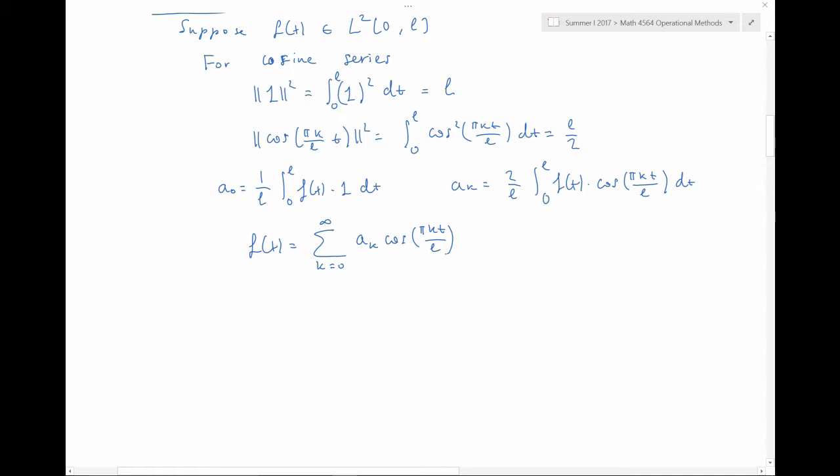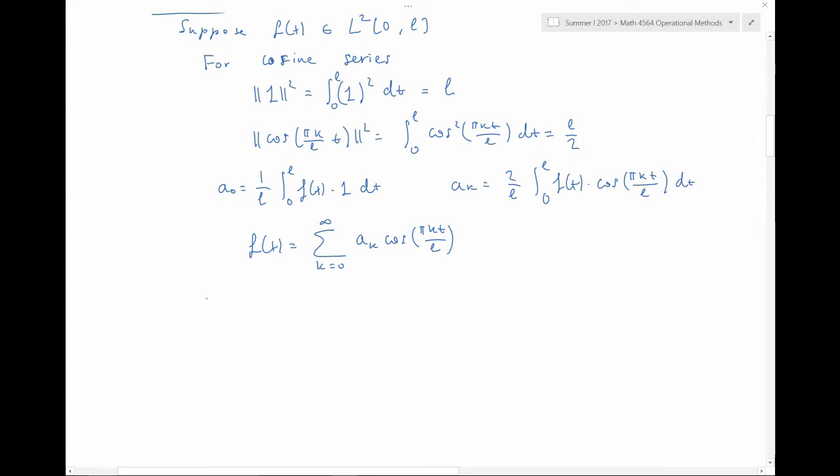And you might say, well, what about the case k equals 0? Well, in that case, the coefficient is a naught, and the cosine is always 1, so the sum works just as expected. It's just we can't have a common formula for a naught and ak because they have a different factor in front of the integral.